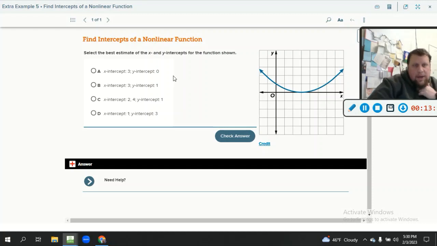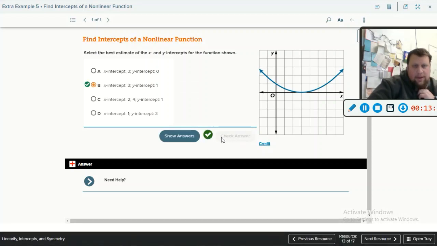Okay, select the best estimate for the x and y-intercepts of this function. Well, it looks like the y-intercept's right here at 1. So I'm looking for a y-intercept of 1, which is these middle two. And my x-intercept looks right here. What is that? 1, 2, 3. So x-intercept at 3, y-intercept at 1, this is definitely B. Yeah. Good.